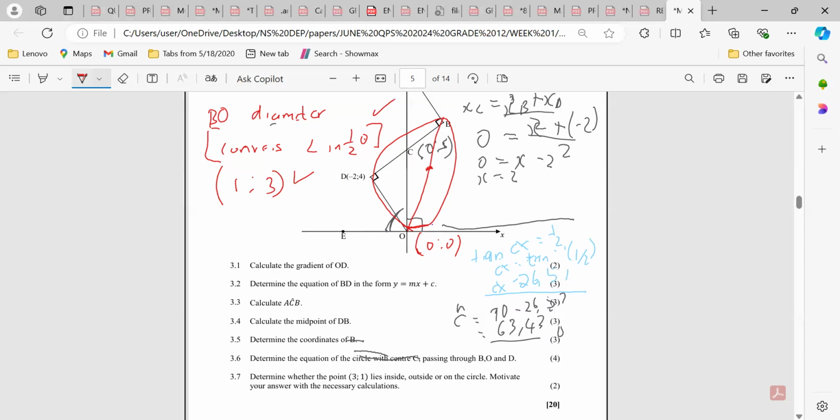Now we're not done. We're looking for the equation of a circle. How do we get the equation of a circle? The equation of a circle is this one: (x minus a) all squared plus (y minus b) all squared, which is going to be equal to r squared.